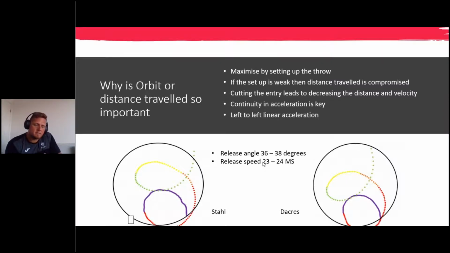If you're off balance at the start of the throw, essentially your arms are going to drop, okay? And it's a lot harder to keep your arms out when you have no connection to the floor, when you're not in a strong, powerful position. So maximize this by setting up the throw. If the setup is weak, the distance traveled is compromised. Cutting the entry, continue, and then obviously the big key within this slide is continuity, and acceleration is key, okay?